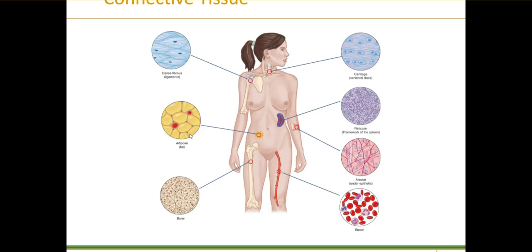Adipose tissue, which we did discuss a little bit already, is fat cells. This would be around the kidney area to support the kidney. Bone is a connective tissue. Cartilage is a connective tissue. Reticular is a framework of the spleen, which is a type of connective tissue. Areolar, which is under the epithelium, is also connective tissue. And your blood is unique in that it is a liquid connective tissue.